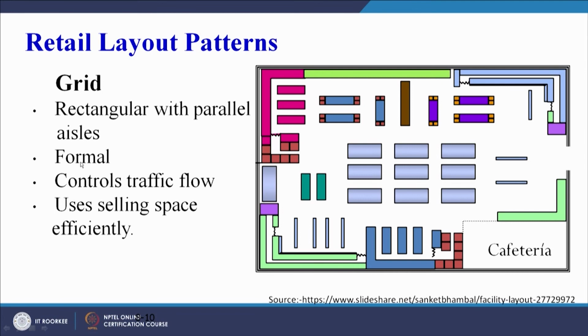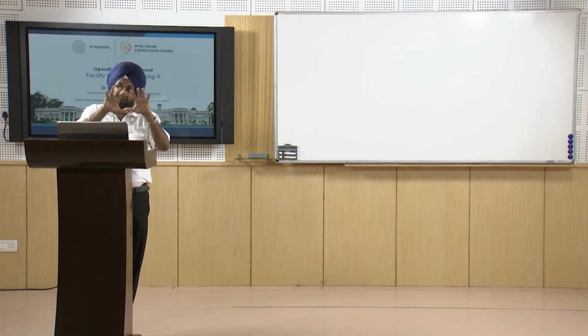This is more formal, controls the traffic flow, uses selling space efficiently. So this can be a retail. If we go to a shopping mall, there is a retail store there. So this is usually a layout, because there what is the target? The target is the customer must be able to see the display of the retail items or the retail goods.